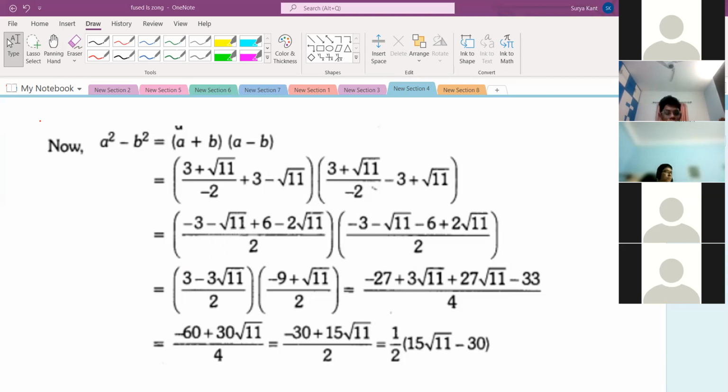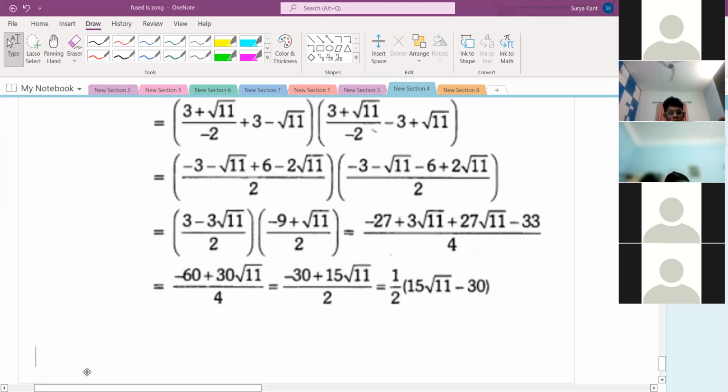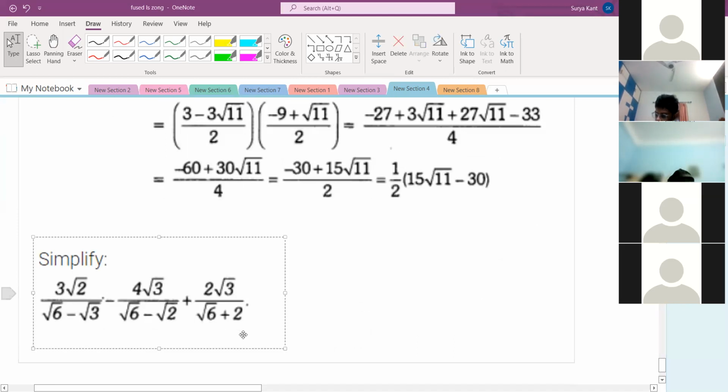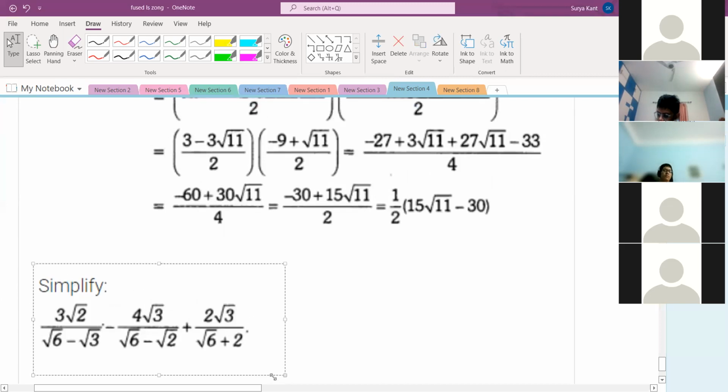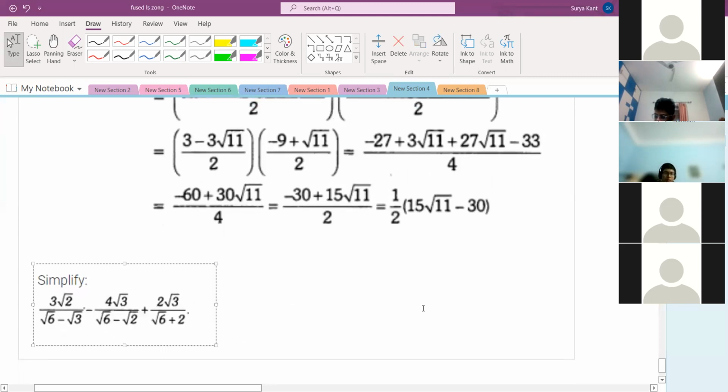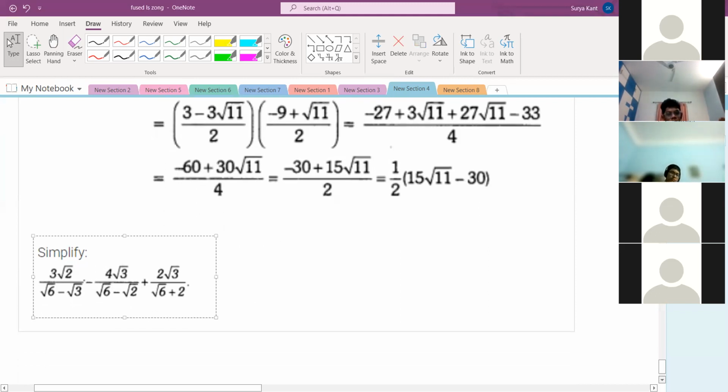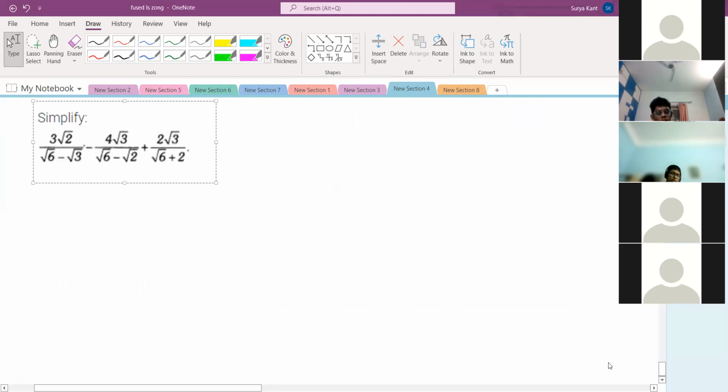Okay. Now I'll just give one question to you. This is a very easy question. If you've done this much, I'm just giving you simplification, okay? This question. You can do simplification, I think. Can you do this question? You should rationalize three parts, right? You have to rationalize three parts, right? Satvik, can you do this question? Yes, I am doing.